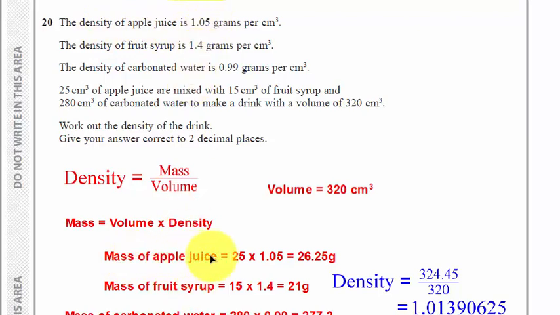So the mass of the apple juice is 25, because it's 25 centimetres cubed, that was the volume, times the density, which is 1.05. And carefully on my calculator, I get 26.25 grams.